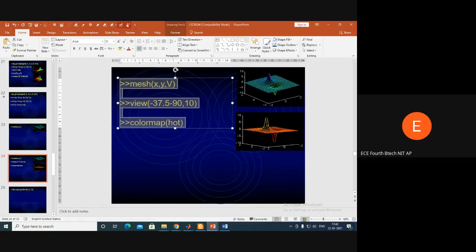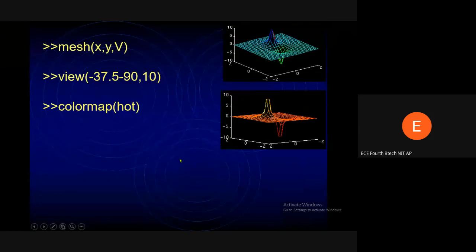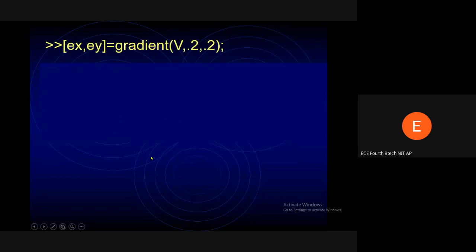Let me complete that, and afterwards you will be able to do that. Anyway, this color map is just changing the color. If you would like, there are so many color maps. Okay, now here V is a two-dimensional vector, a two-dimensional matrix for that matter. I'm going to calculate the gradient vector now. So what is this 0.2 and 0.2? What are the other two arguments? We can check it a little later.